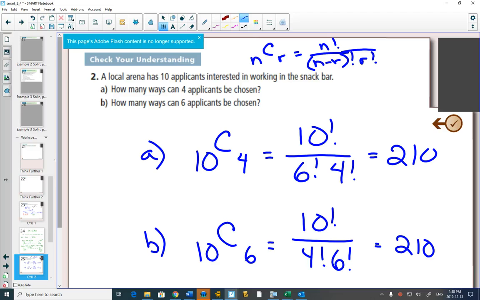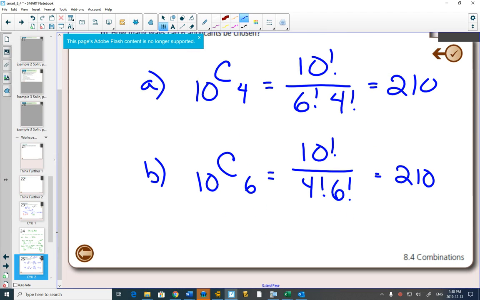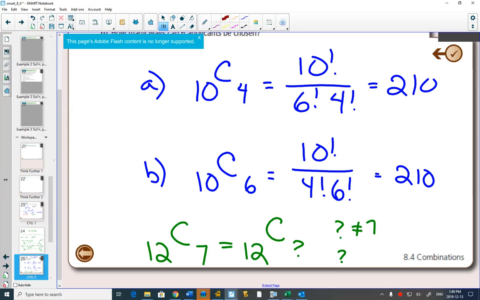Okay? So I've seen you're going to get questions later on that say this. 12 choose 7 equals 12 choose what? What can't equal 7? What number could be there? 5. Does it make sense? If you make a group of 7 from 12, you always make a group of 5. So then in this case, the question mark equals 5.